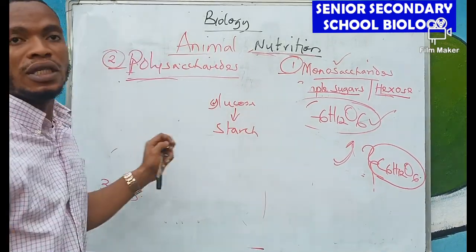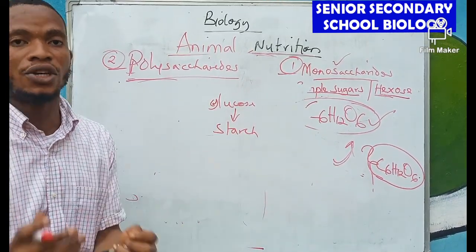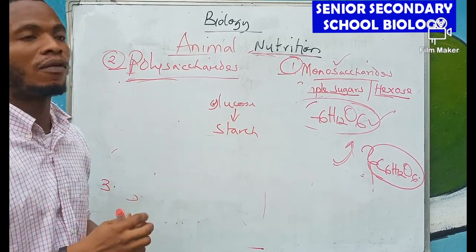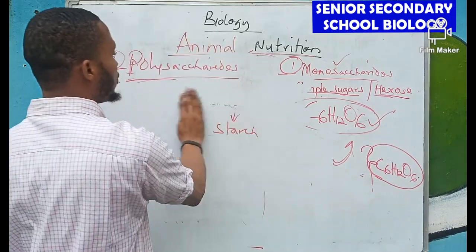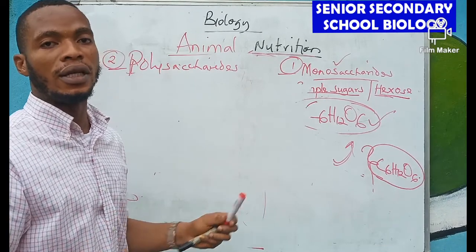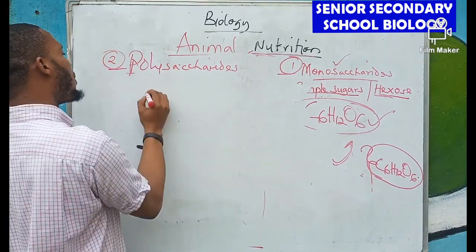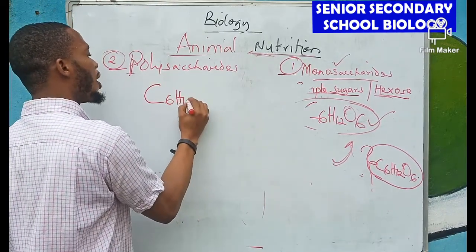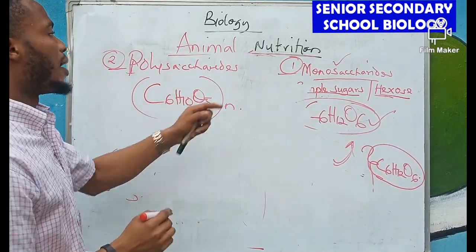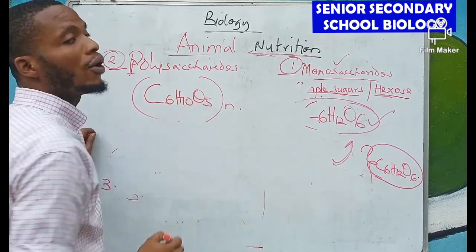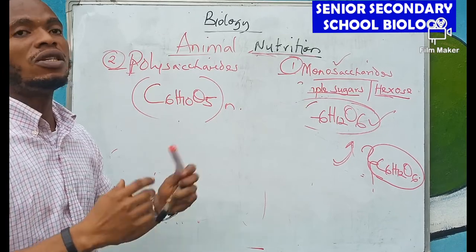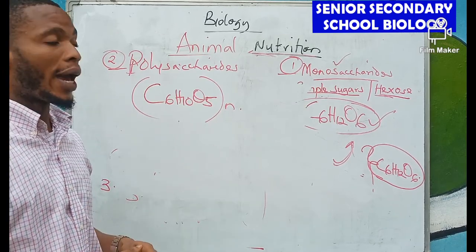It's your yam you eat, yam is a plant, it's also a starch. Your rice is also a plant, it's starch. So that means that polysaccharides are the most advanced, the most complex form of carbohydrates. Exactly. They occur easily in nature. Now they have the chemical formula (C6H10O5)n. So these are the what? The polysaccharides that are easily naturally occurring carbohydrates.